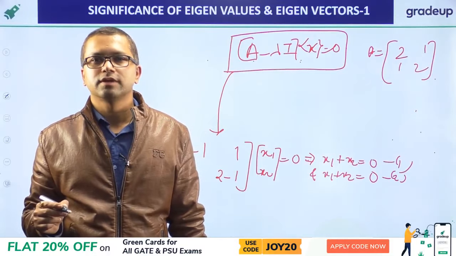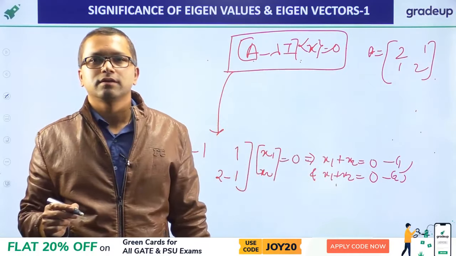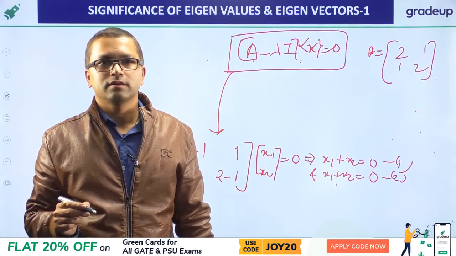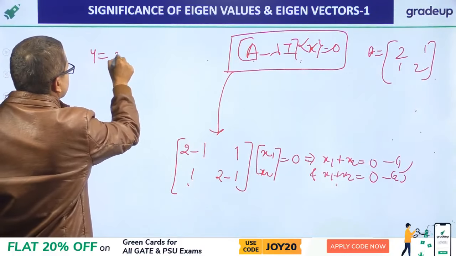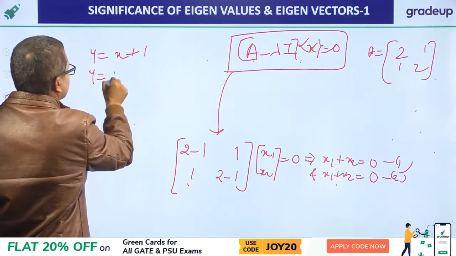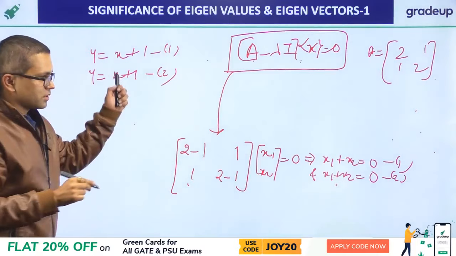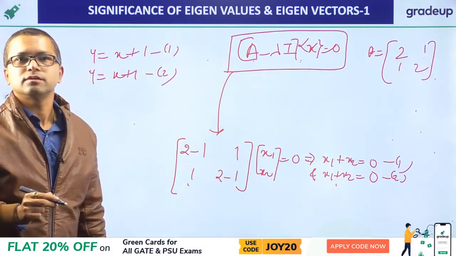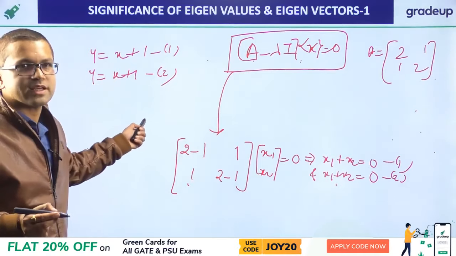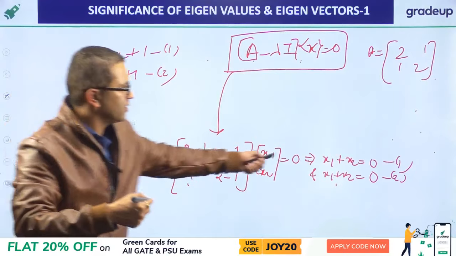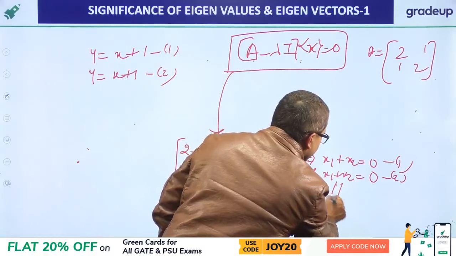How many solutions? See, these are two lines with two variables. For example, if I say y equal to x plus 1 and y equal to x plus 1 are two lines, how many solutions do they have? Infinite. Yes, obviously, because these are the same lines and they overlap. So here also they will actually have infinite solutions.